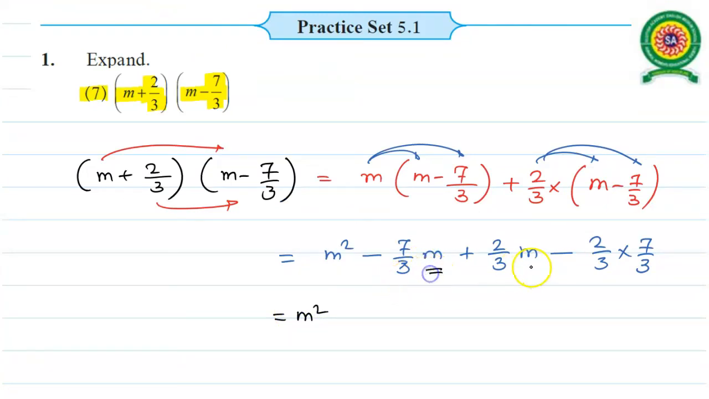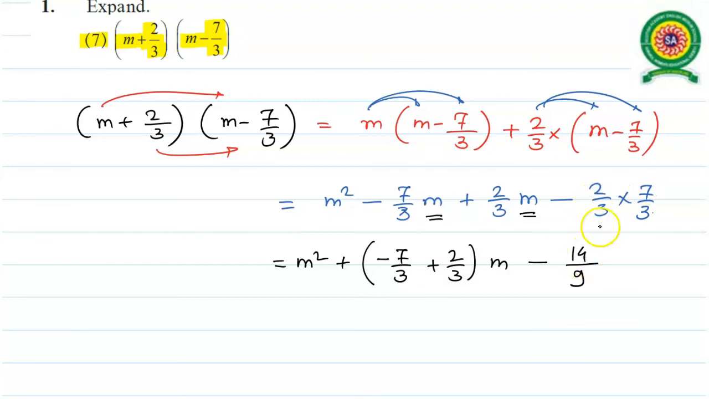We can take m common here, so that will remain with the plus sign, minus of 7 by 3 in the first term and plus 2 by 3 in the second term, whole into m, minus of, numerators are multiplication over numerator, denominators are multiplication over denominator. 7 2s are 14 and 3 3s are 9 over the denominator. Now once the denominators are the same, add up the numerators. We have minus 7 plus 2, whole into m, minus of 14 divided by 9 as it is.